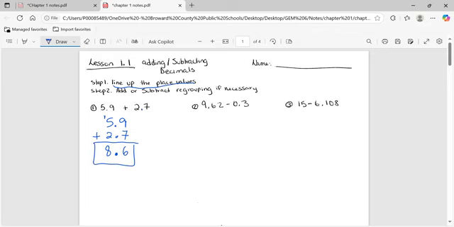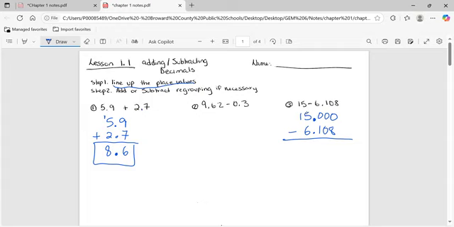If you are subtracting, same thing goes. I'm going to do it with number 3, sorry. And so I have 15, and I'm going to subtract. It's a whole number, so the decimal is technically after it, even though I don't see it. And then I have 6.108. I'm going to do zeros as my place value holders because I'm going to need to subtract that 0.108 from something.